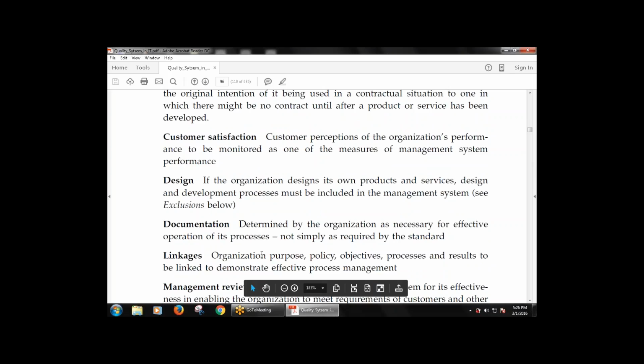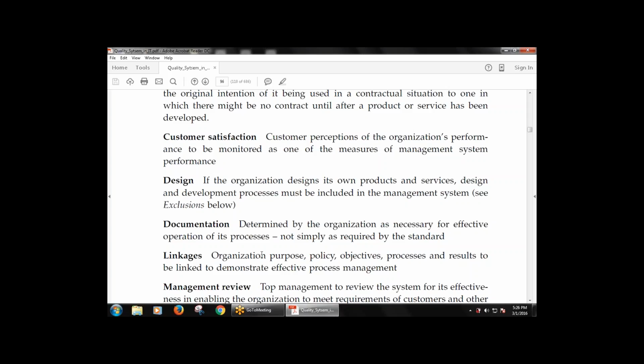Then there are linkages. The organization's purpose, policies, objectives, processes, and results are to be linked to demonstrate effective process management. That is the linkages.